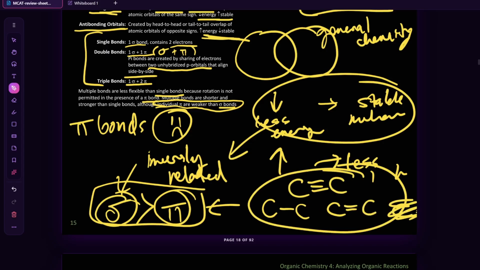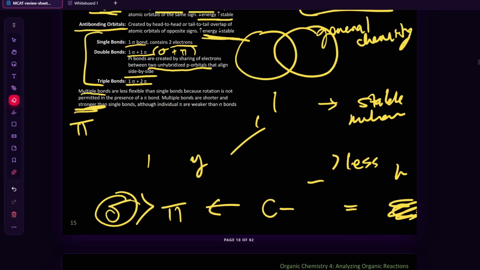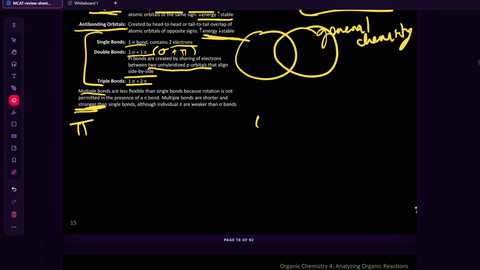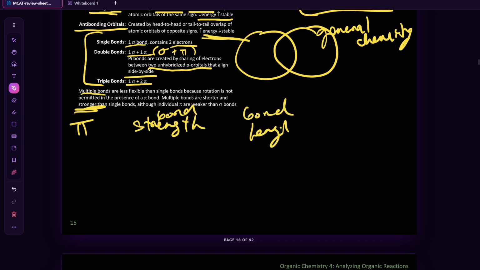The stronger one is the triple bond, then the double bond, and the weakest is the single bond. Multiple bonds are less flexible because rotation is not permitted. Multiple bonds are shorter and stronger. So this should be Gen Chem review of basically bond strength and bond length for single, double, and triple.